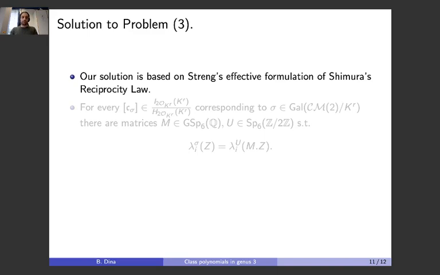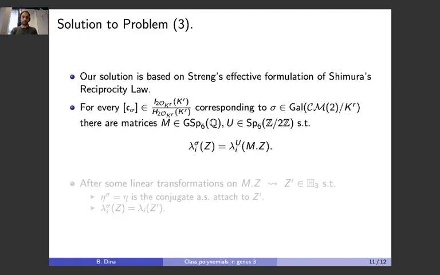Our solution is based on Streng's formulation of Shimura's reciprocity law, and he is giving us for every element in this quotient two matrices M and U with some relations between each other, one in the general symplectic group over Q, the other one in Sp6(F2). And we have a description of the computation for the conjugate Rosenhain, whereby the right side here will be a much more complicated formula, which we state in our paper.